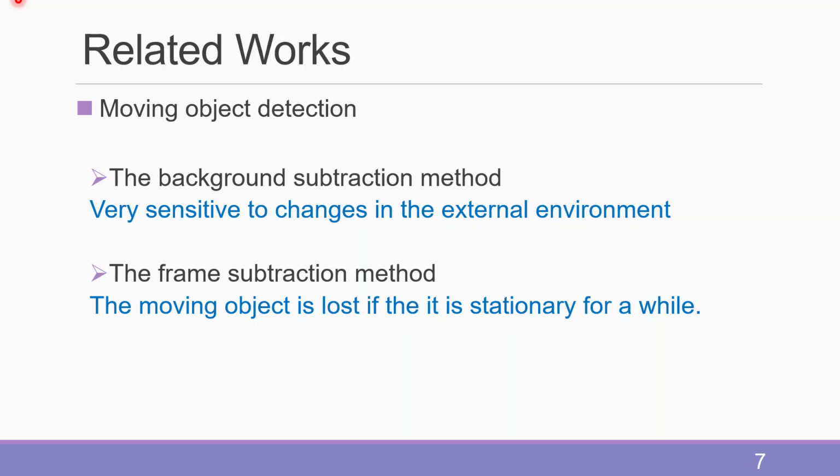Another method is the frame subtraction method. Moving objects are detected by calculating the difference between two consecutive frames. It has a disadvantage that if an object is stationary for a while, it will be lost. The next slide shows our proposed method.